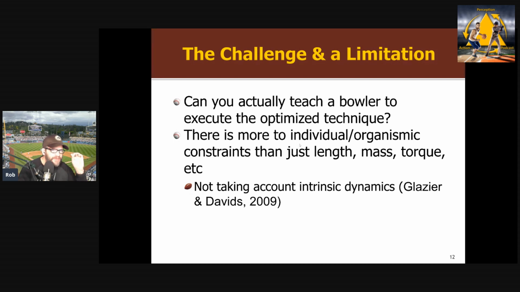Okay, now we know these little tweaks that we could make to make that bowler, this one individual bowler, throw harder. How can we actually give them that information? What can we do with that? Can we actually make them implement these changes, right? It's obviously way easier said than done.